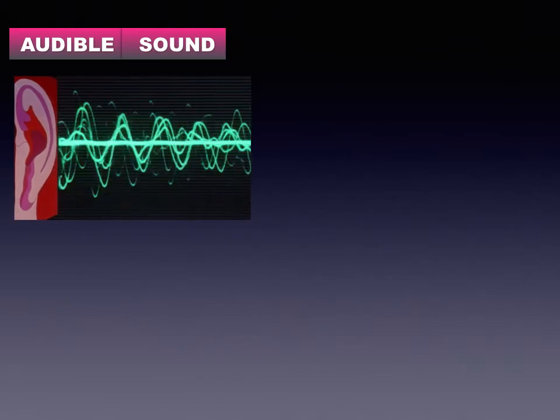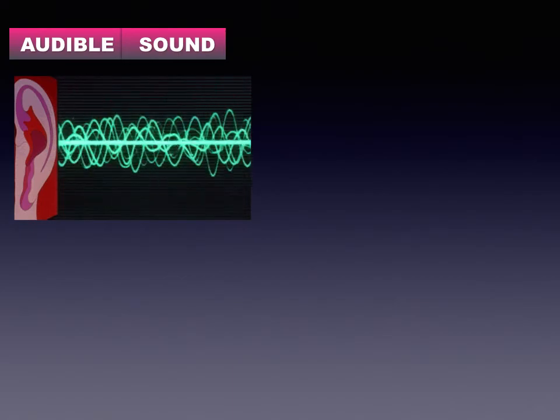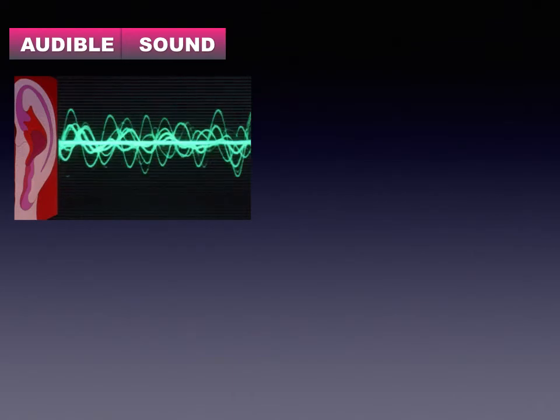Next we shall see different forms of sound. The first we shall see is audible sound. The limits of hearing of the human ear are 20 Hz to 20,000 Hz. That is, the human ear can hear sounds of frequency in this range. These sounds are called audible sounds. Our ears cannot hear sounds of frequencies lower than 20 Hz and higher than 20,000 Hz.